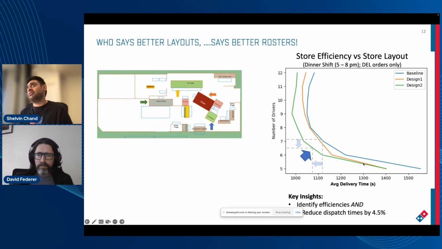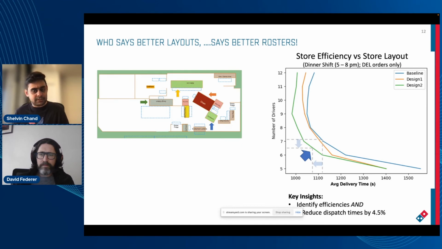And especially with redesign, sometimes there's a huge cost involved with redesigning a store. So this gives the decision maker an indication of what sort of savings there are, and so is the cost worth the savings? In this case, they can get an idea of all three designs and their efficiencies.